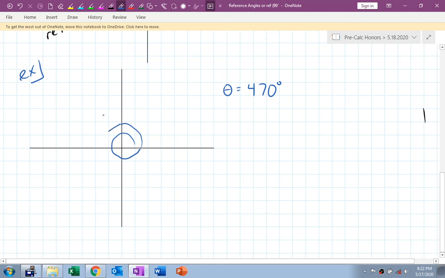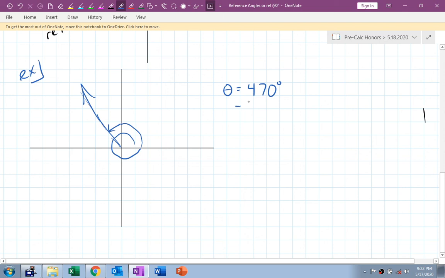So somewhere around here would be my angle. Let's say that's my angle. But what I really want to look at is this thing, so that way I can just do 180 minus it.